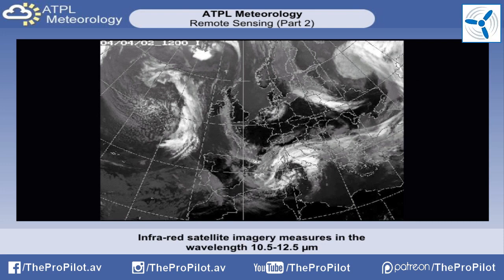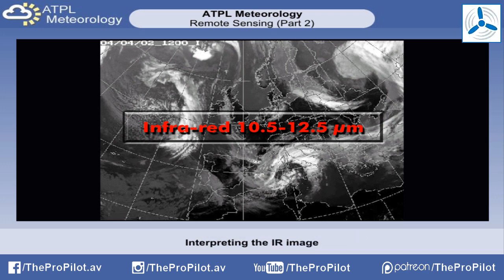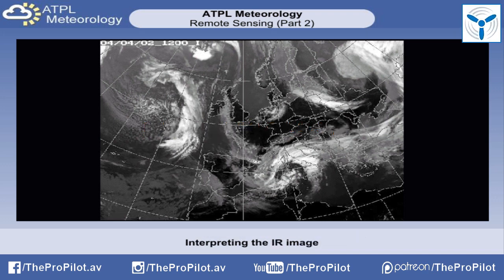Another common satellite picture is of radiation in the wavelength range of 10.5 to 12.5 micrometers, that is, infrared imagery. The interpretation of the infrared image is more straightforward. The degree of whiteness can simply be taken as an indication of the coldness of the underlying surface. It therefore has the obvious advantage that it can be viewed at any time of the day and does not require the sun to be shining upon the surface, unlike visible images which can only be viewed during daylight hours.